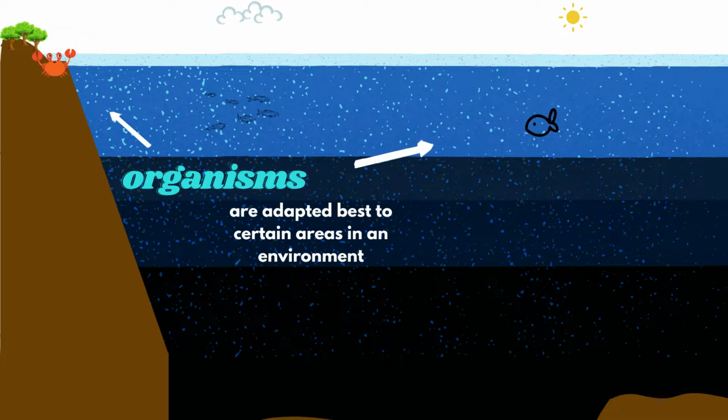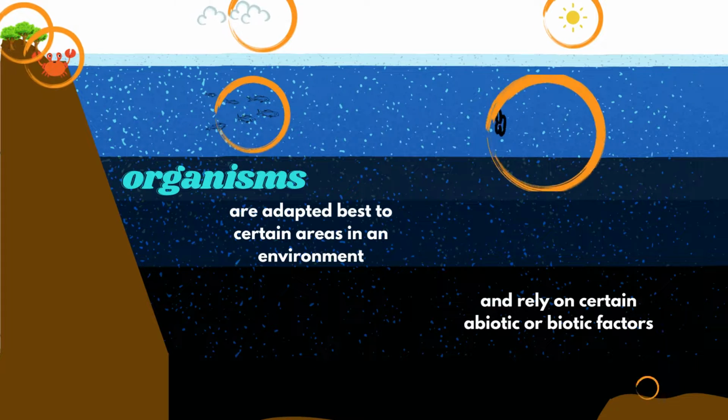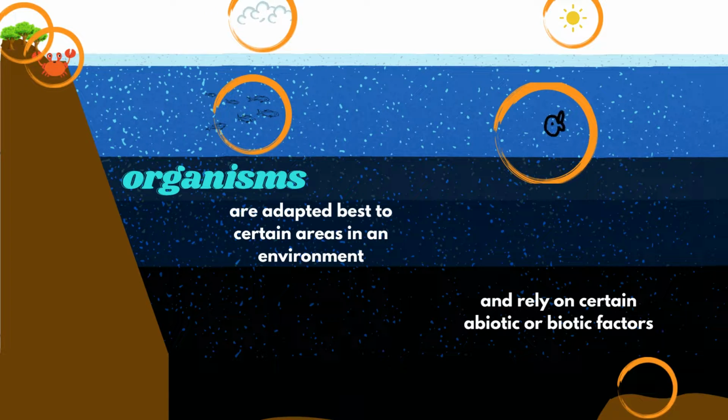So, who lives in different ocean zones? Organisms are adapted best to certain areas in an environment. You can think of this like the polar bear example we mentioned earlier. These organisms rely on certain abiotic or biotic factors in their environment.